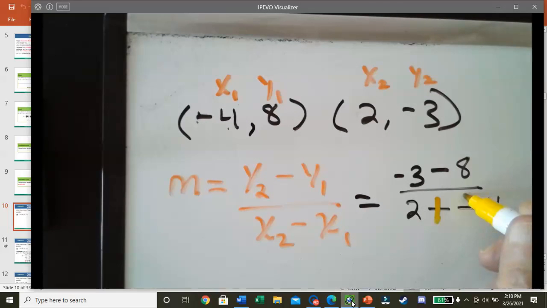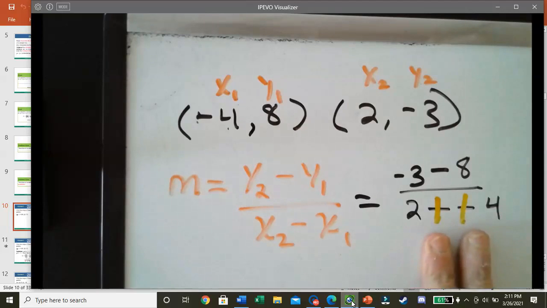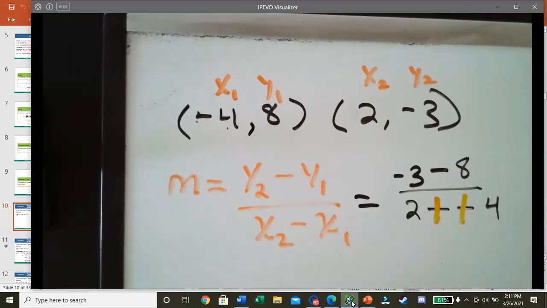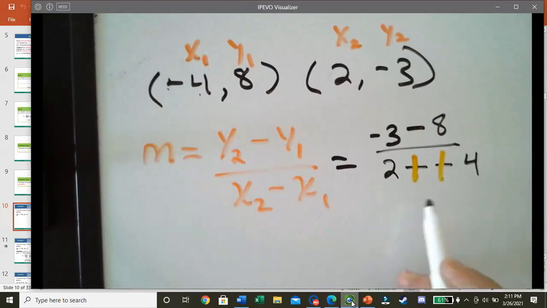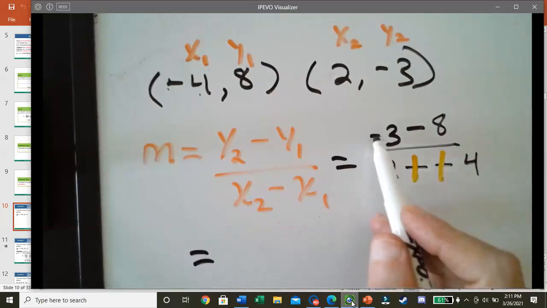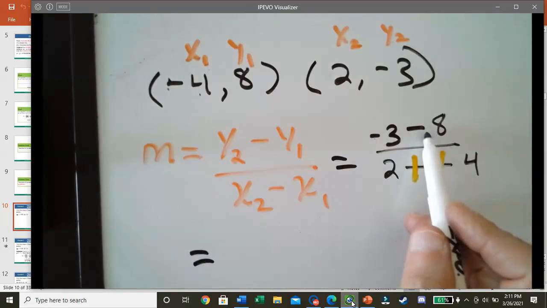Minus a negative is a positive, right? It's like saying the opposite of -4 is a +4, right? So minus a negative, it's like negative times negative, right? It's a positive. Okay, questions so far? Okay, so -3 minus 8, what's that?